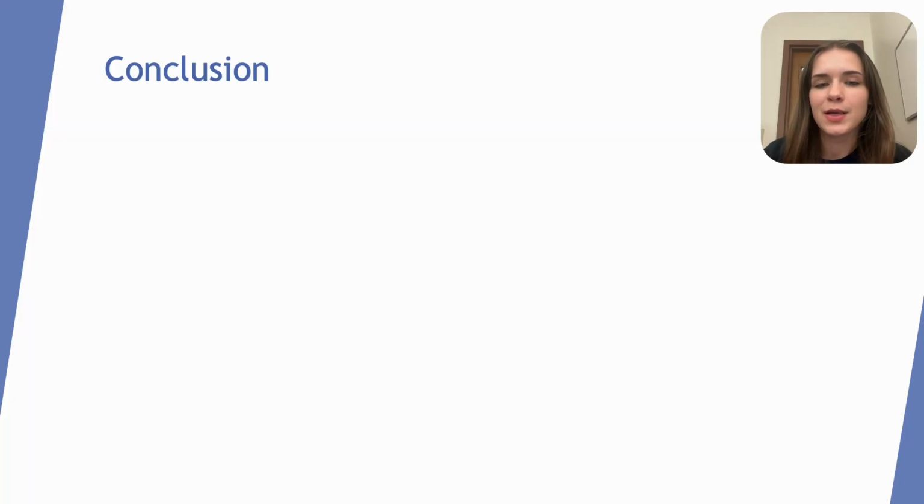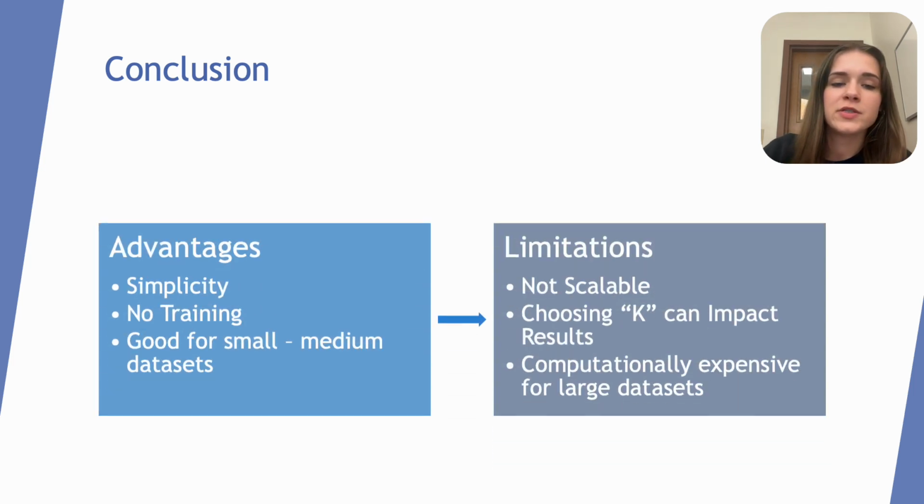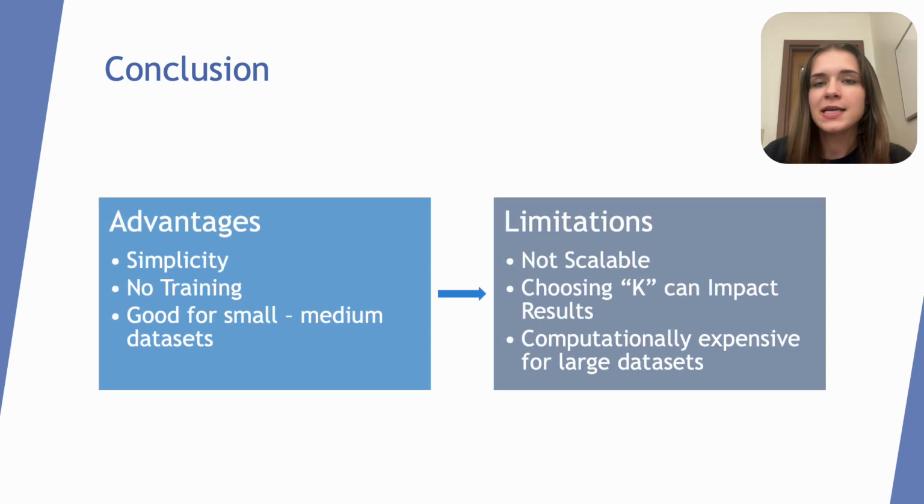So to begin wrapping up, I'm going to go over a few advantages and limitations of the KNN algorithm. Firstly, one advantage is its simplicity. It's easy to understand and easy to implement. There is no training phase. Unlike a lot of other algorithms, KNN doesn't need to train a model before making predictions. It just stores the data set and uses that to classify new data points. It's also effective mainly for small to medium data sets. It works quite well, especially when data is not high dimensional, which kind of leads me to the limitations of this algorithm.